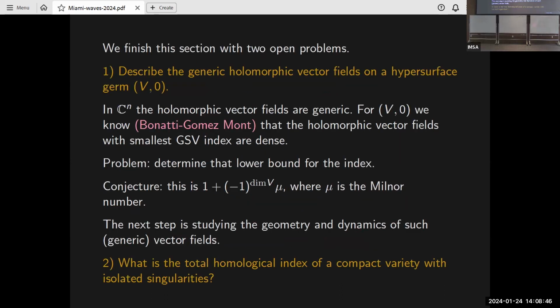And then just let me, I think I will skip this. Just let me mention that the difference between the Schwartz index and the GSV index is independent of the choice of vector field, and it is a topological invariant.